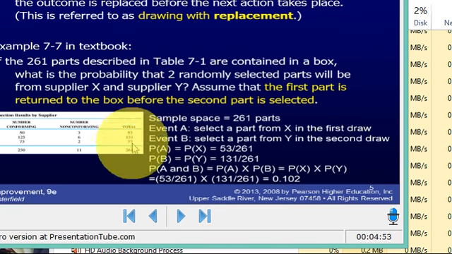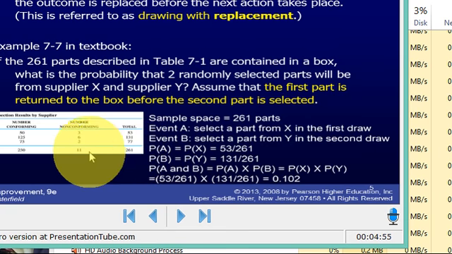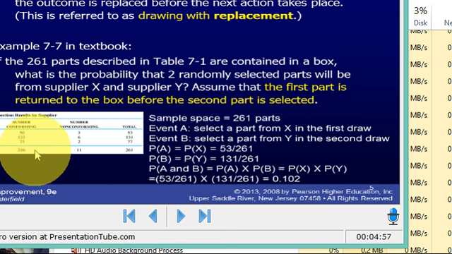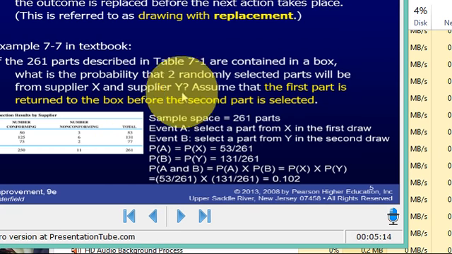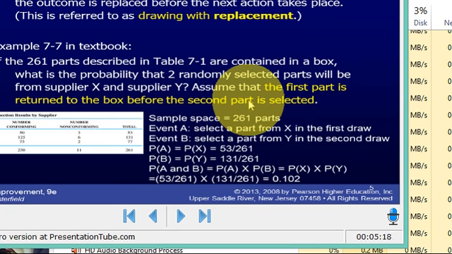So if these 261 parts described in this table, as we have used for our previous examples, are contained in a box, what is the probability that 2 randomly selected parts will be from supplier X and supplier Y? So assume that the first part is returned to the box before the second part is selected. And therefore our sample space is 261 parts.